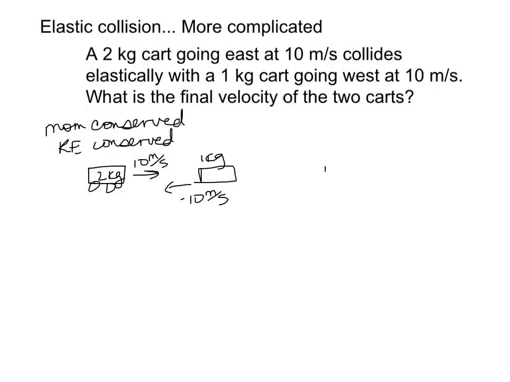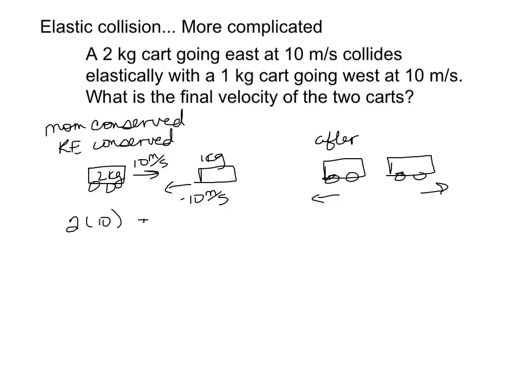So afterwards, we can assume that they bounce off of each other, and if we end up with a negative velocity for something, then we just know it went in the opposite direction than we assumed that it did to begin with. So this is afterwards.